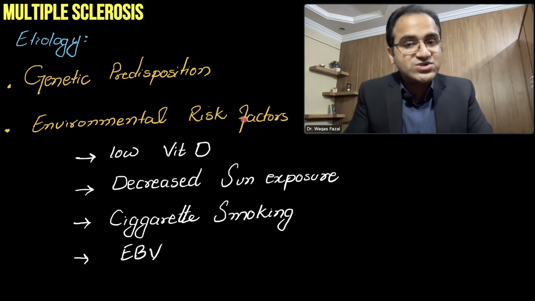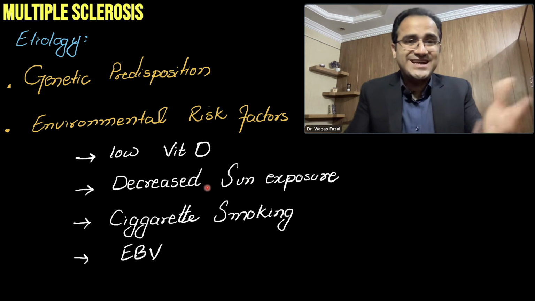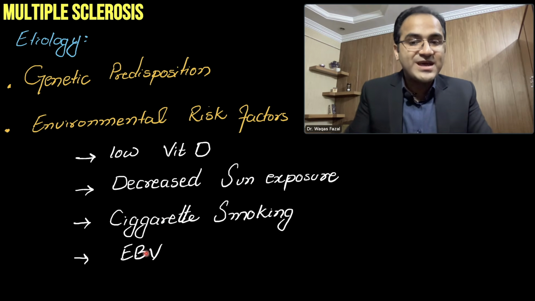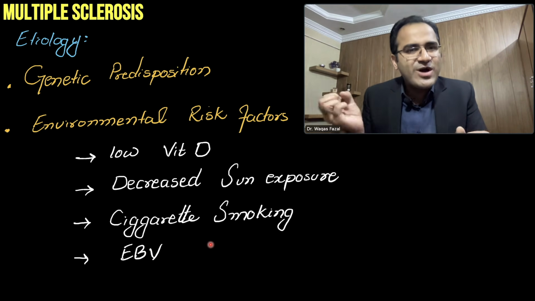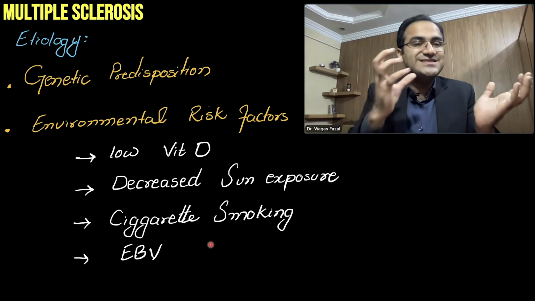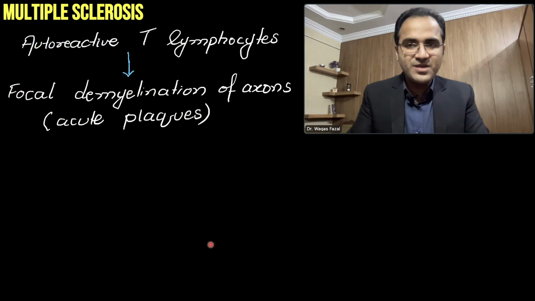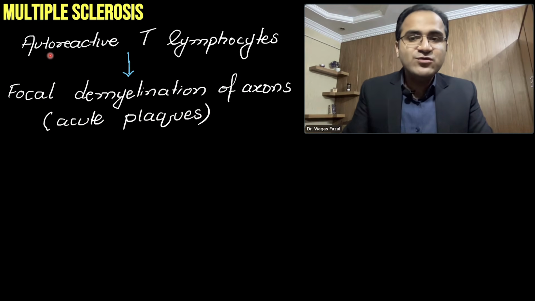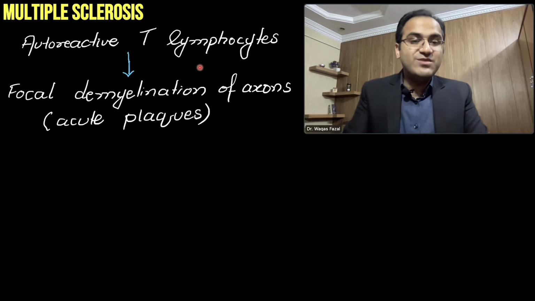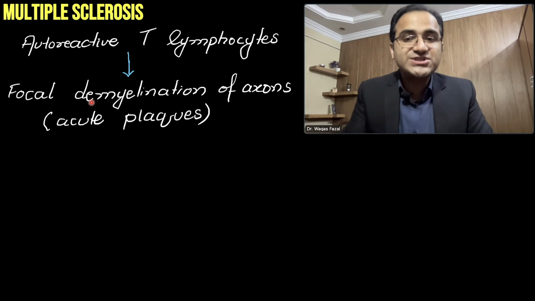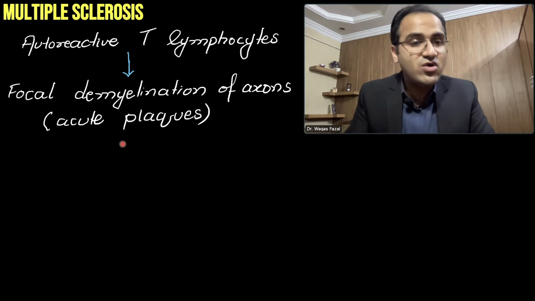So environmental risk factors include low vitamin D levels, decreased sun exposure as occurs in the cold climate areas, cigarette smoking, and Epstein-Barr virus. So these are the environmental risk factors that trigger these genes and cause expression of the disease. What happens is that the immune system produces autoreactive T lymphocytes, T lymphocytes that damage the own body, and they cause destruction, demyelination of the axons.